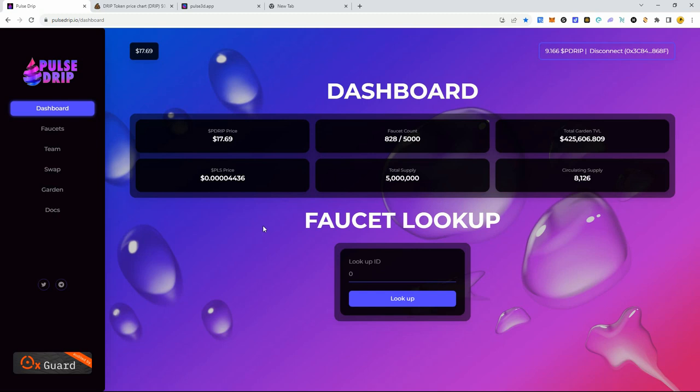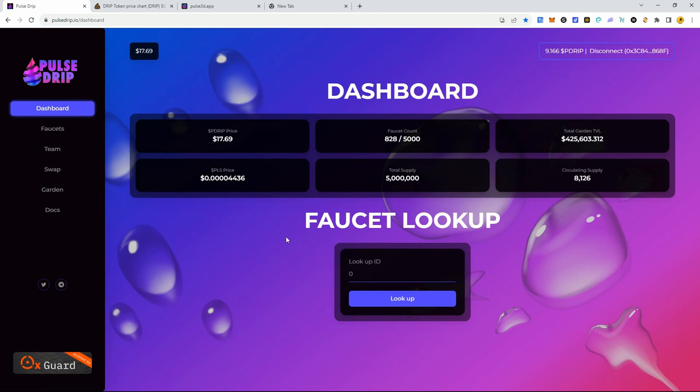Now, pDrip is very similar to the original Drip that was on the Binance Smart Chain. And that went extremely well. It ran for over 2 years. It has since burned out. But pDrip believes that they have improved the protocol and tokenomics behind Drip and have launched this on Pulsechain.